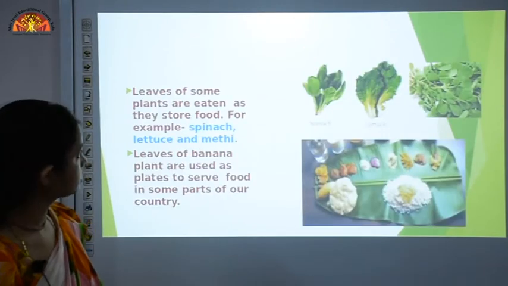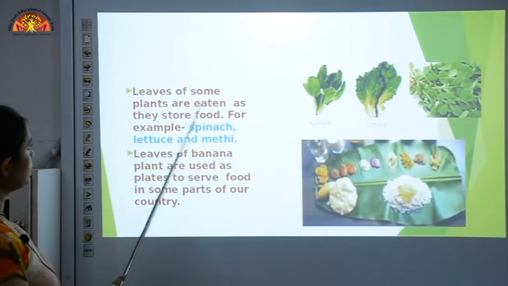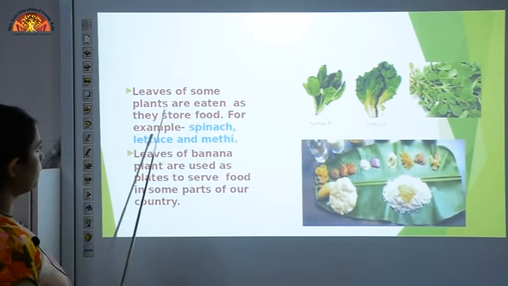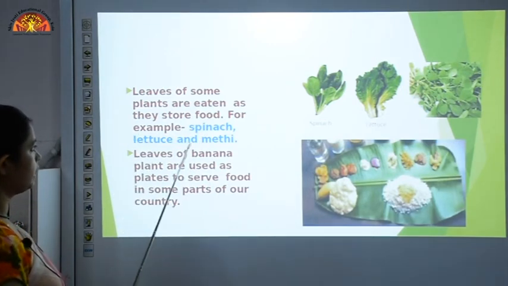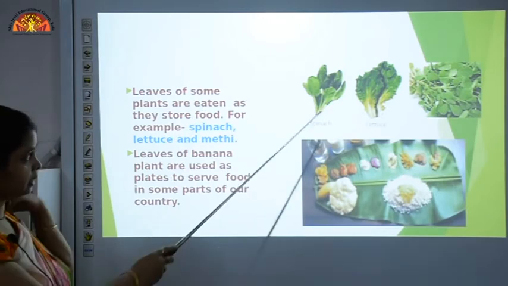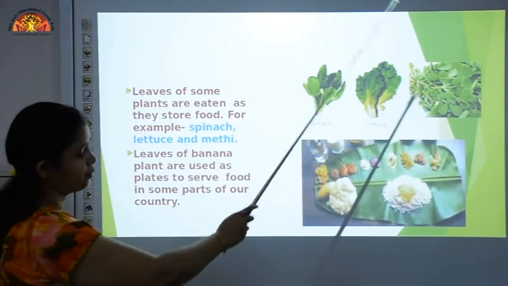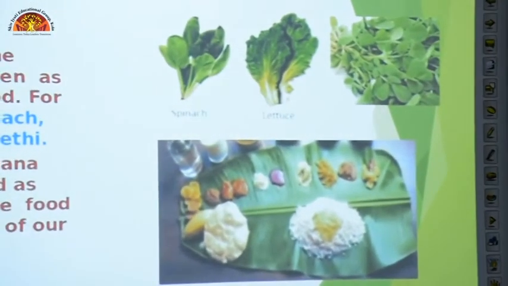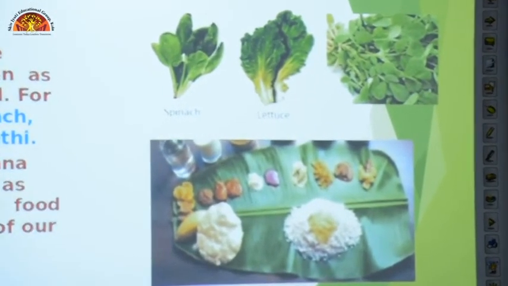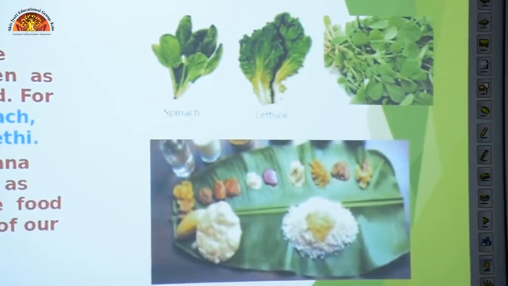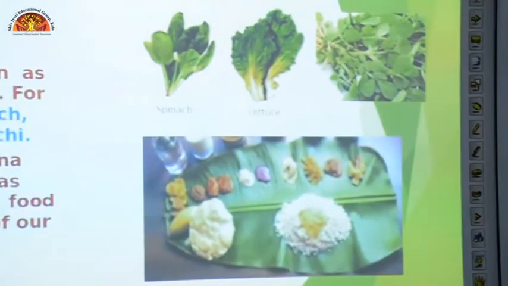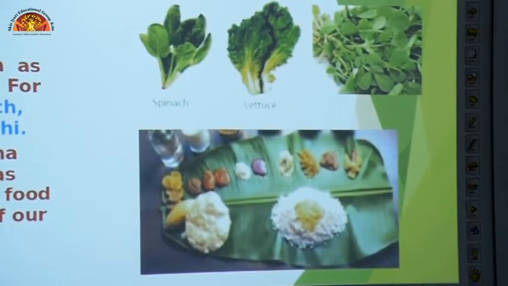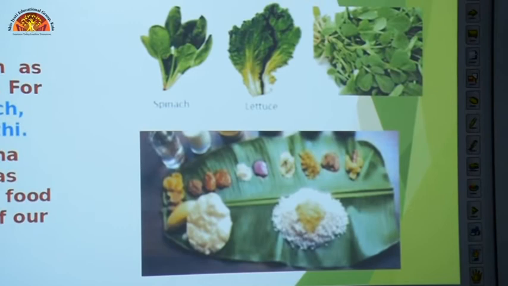Now we come to next. Leaves of some plants are eaten as they store food, for example spinach, lettuce and methi. You can see here pictures are also shown. In some plants, as we have already discussed in case of roots and shoots also, the extra food which is present in the plants, as plants are preparing food, and there is some extra food also. So this extra food gets stored in some parts of plants.